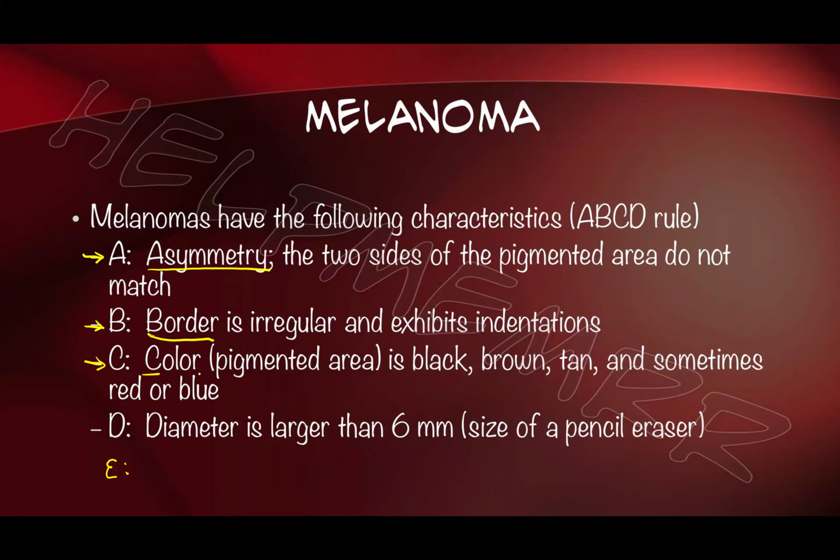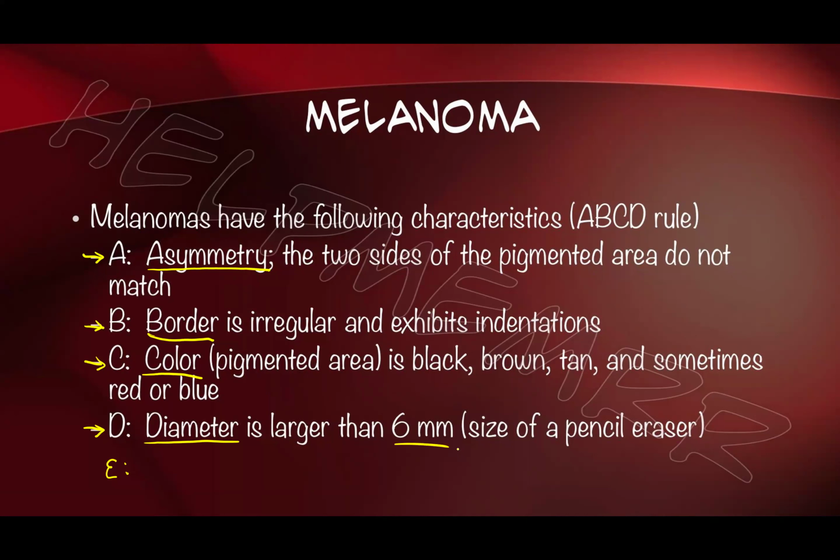C is color. If the color is brown or black, that's usually what a mole is, right? But once you get to tan and reds and blues, those are things that you want to make sure that you go and take a look at. D, diameter. If the diameter is larger than a pencil eraser, then that will be one of the things that you want to go get checked out.